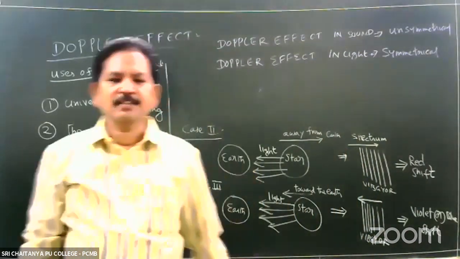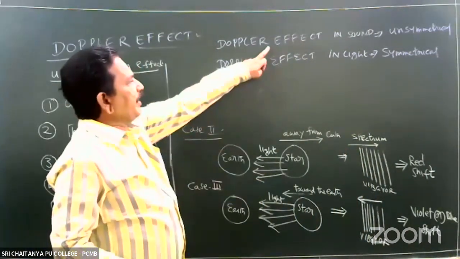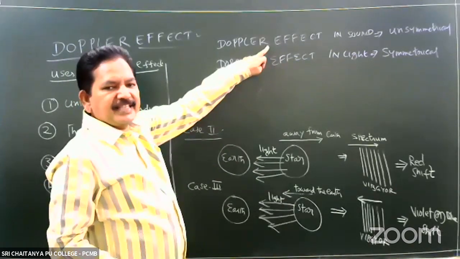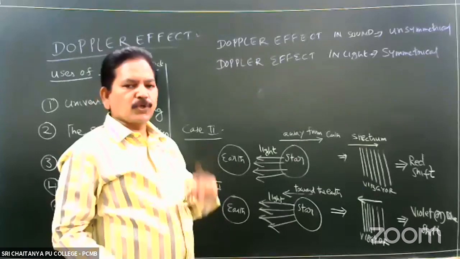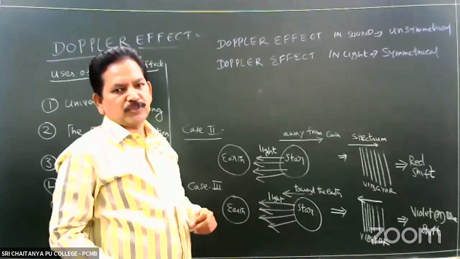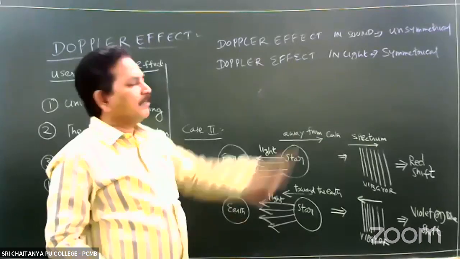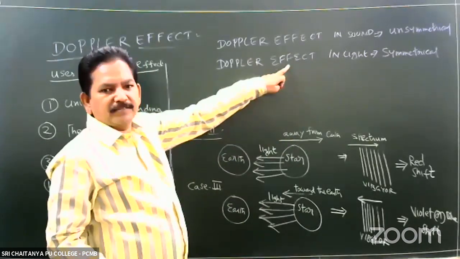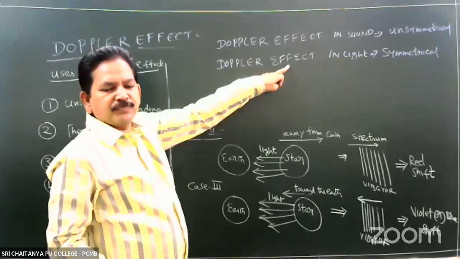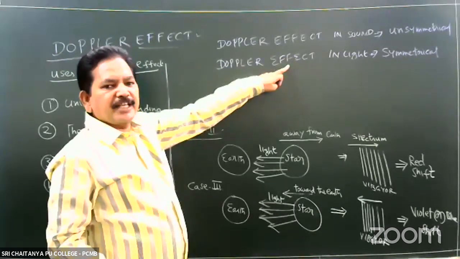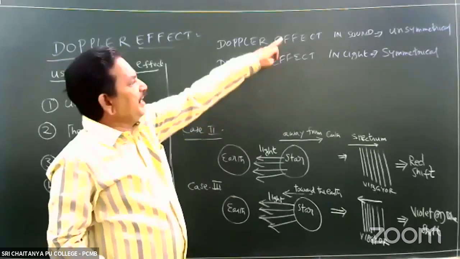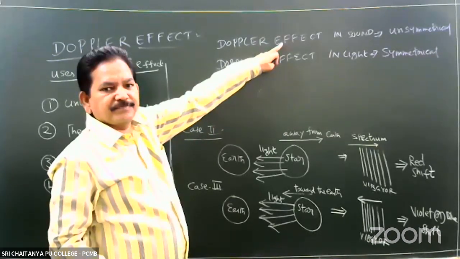Means what? In the case of sound, the apparent frequency changes depending on whether the source is moving towards the observer or the observer is moving towards the source. Different formulas, but here the same formula, either source is moving towards the observer or observer is moving towards the source. Only one formula.